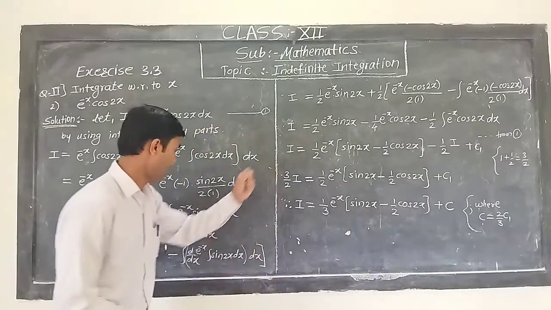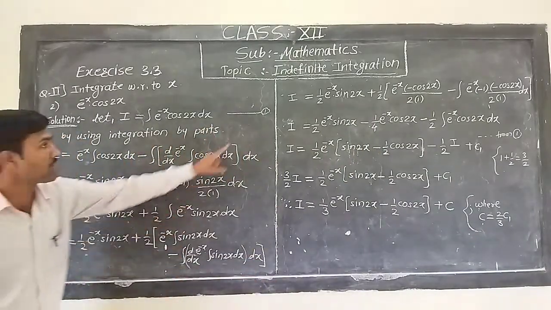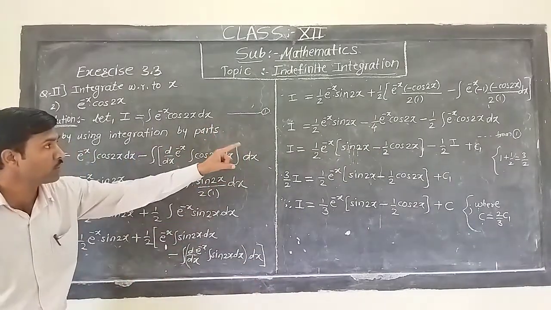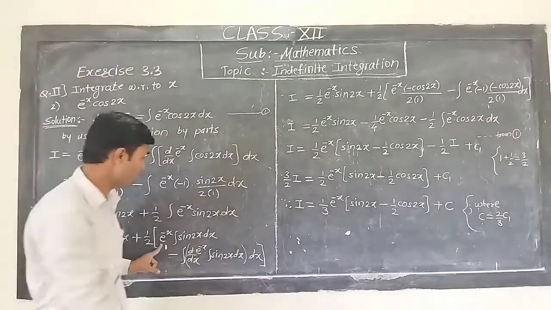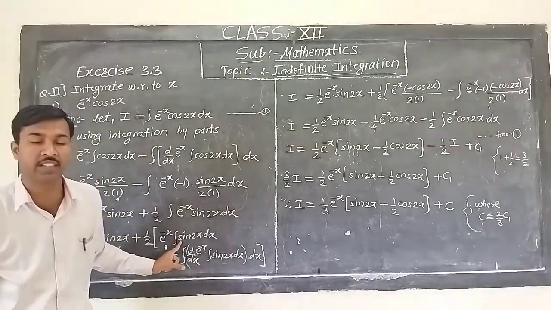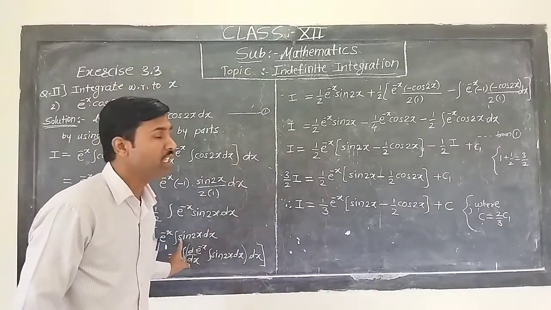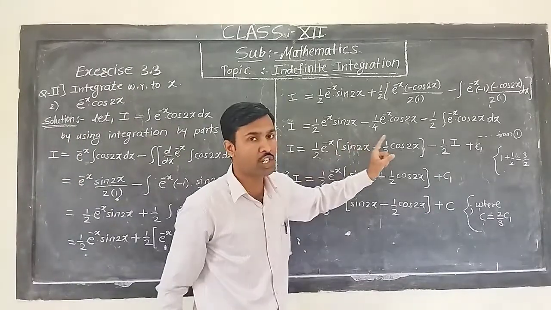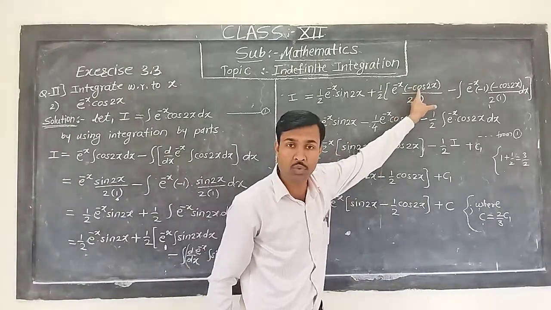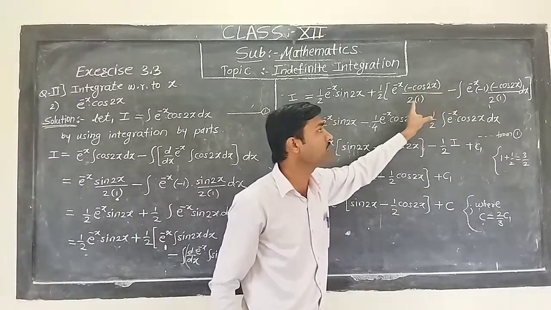Now this term remains as it is, plus 1 by 2 into e raised to minus x remains as it is, integration of sine 2x dx. Integration of sine is minus cos, so the integration of sine 2x is minus cos 2x, and the derivative of 2x is 2.